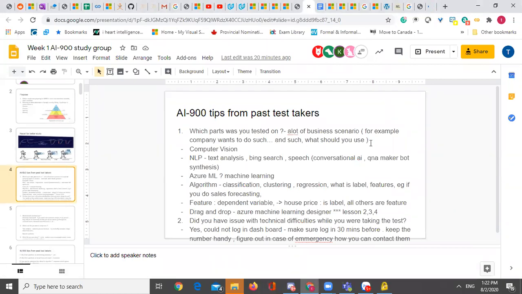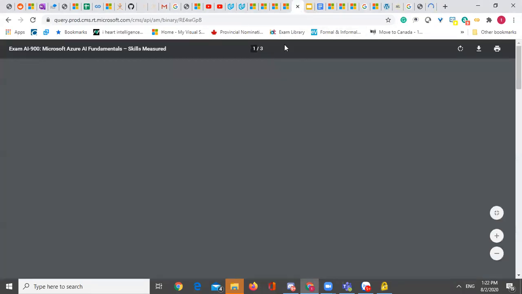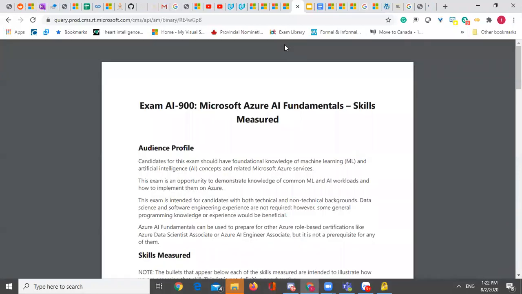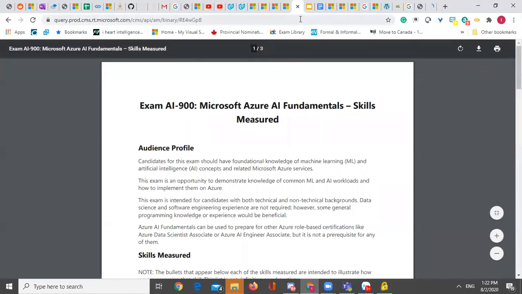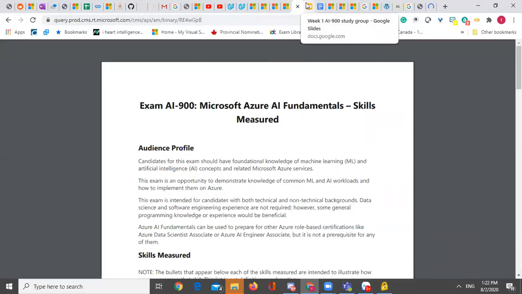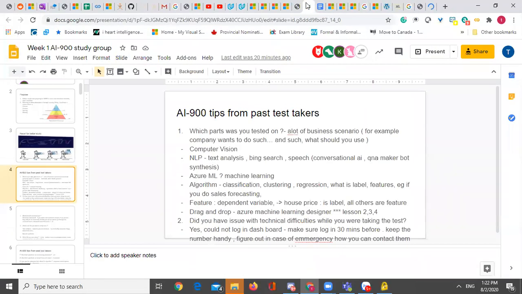Okay, so computer vision is definitely there. NLP, text analysis, as we mentioned a couple of weeks ago, and Bing search. That I wasn't expecting at all, because nowhere in here do they show that there are Bing searches. But just in case this is a question that will count as score, please take a look at it. It doesn't have much content in it, so I don't know what the question was.